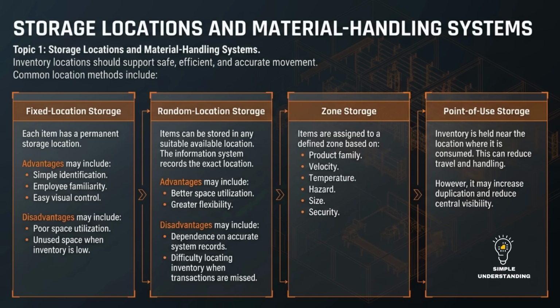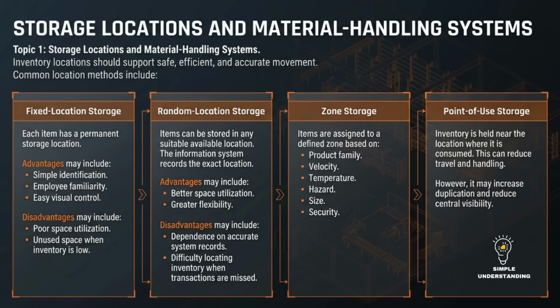Random location storage. Items can be stored in any suitable available location. The system records the exact location. Advantages may include better space utilization, greater flexibility. Disadvantages may include dependence on accurate system records, difficulty locating inventory when transactions are missed. Zone storage. Items are assigned to a defined zone based on product family, velocity, temperature, hazard, size, security.